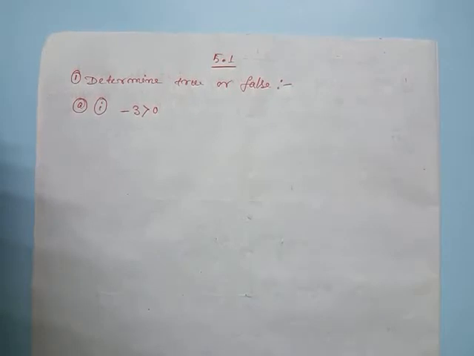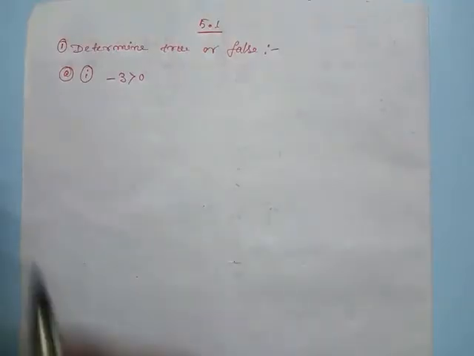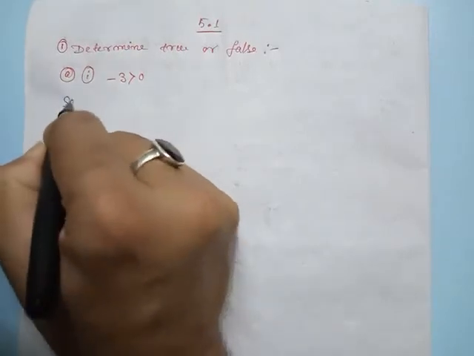The first question is to determine true or false. The given question, Roman 1: minus 3 bigger than 0. We have to check whether it is true or false. Now, how to check this one? Let's have a look. Students, now we are going to solve this one.